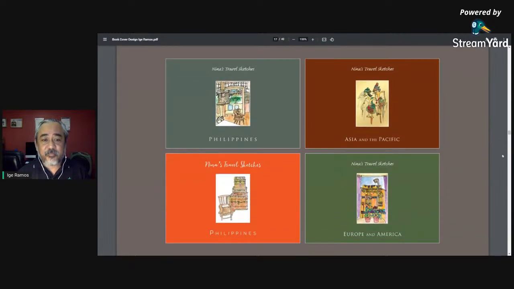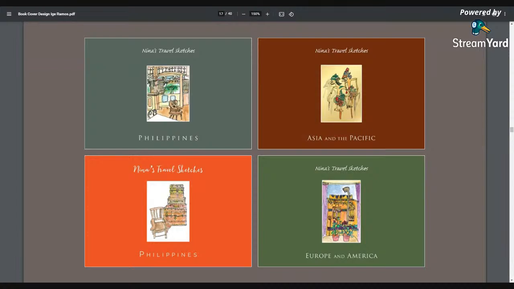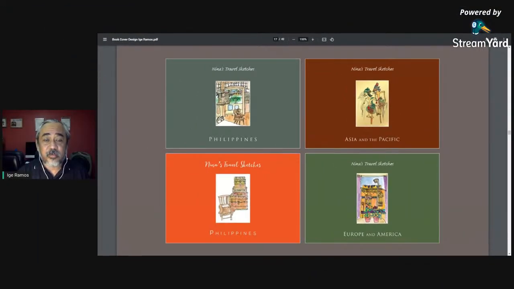And then there's a series of books I did for Nina Yuson. These are the covers for her travel sketches. This is just four of the six or seven I made for her. Nina Yuson is the director of the Museo Pambata, and they use this as a fundraising material for the museum, for Museo Pambata. Okay, next.